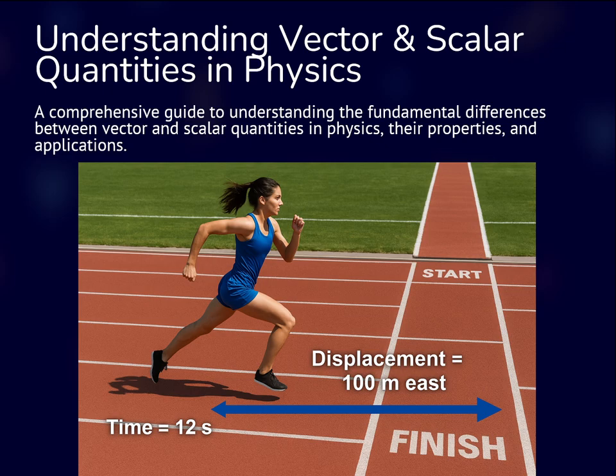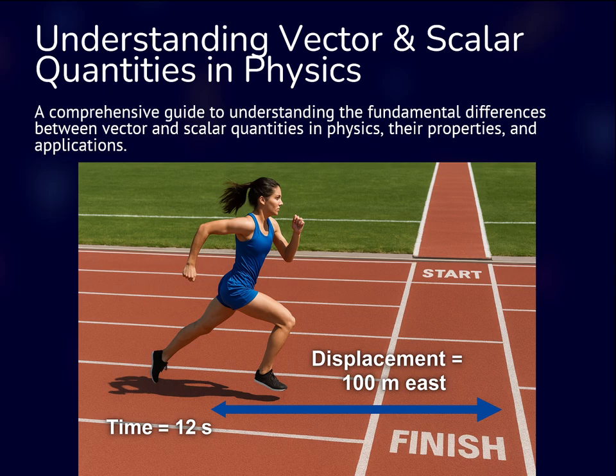In physics, we describe motion using two types of quantities. First, scalar quantities tell us only the magnitude, meaning how much. For example, time, distance, temperature, and mass are all scalar quantities. And secondly, vector quantities. Vector quantities give us both magnitude and direction. These are things like displacement, velocity, acceleration, and force.